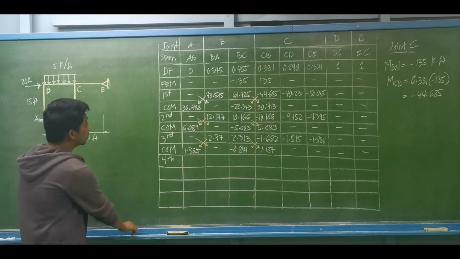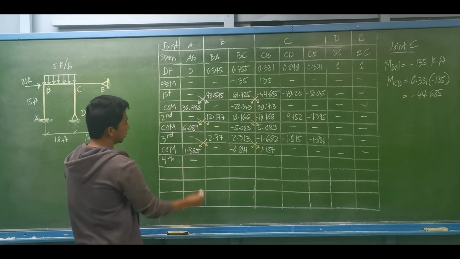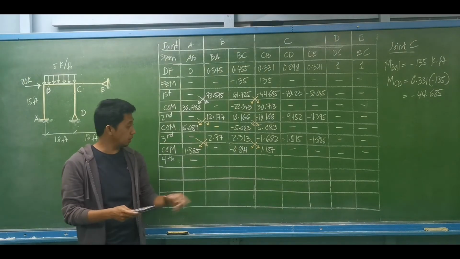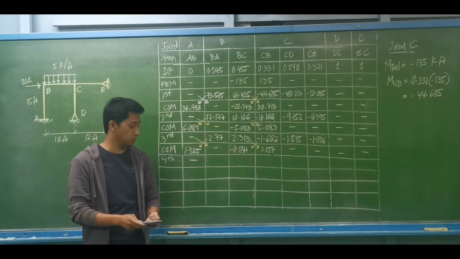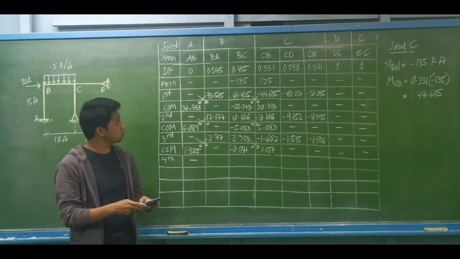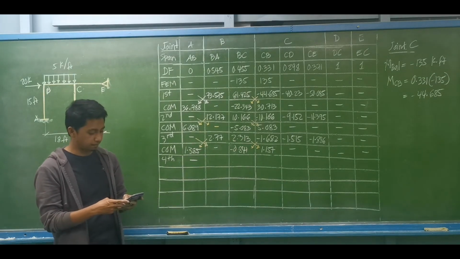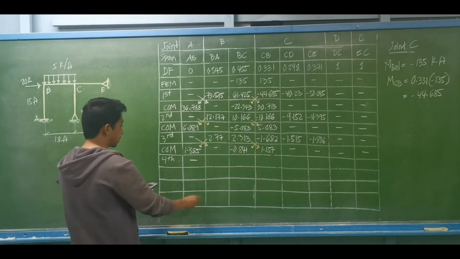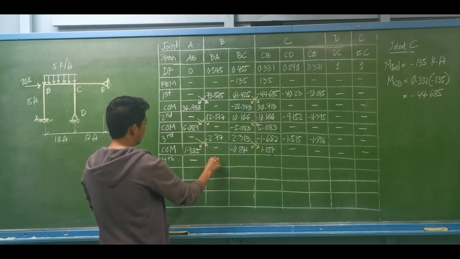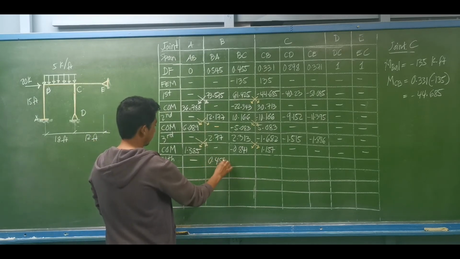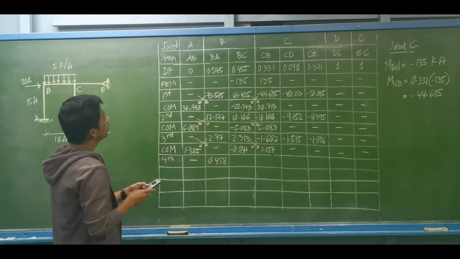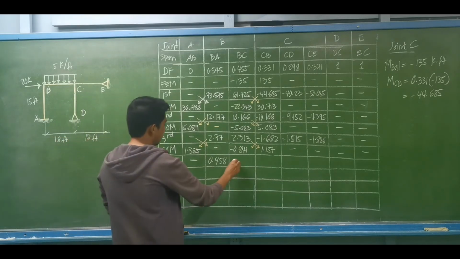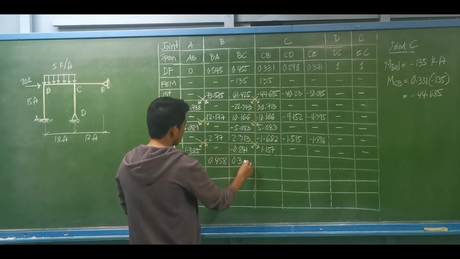For the fourth distribution, we have 0 times this value is 0. The remaining moment for joint B is negative 0.841. So we use the positive sign to balance. 0.841 times 0.545 is equal to 0.458 for this one. Then multiplied by 0.455, you have 0.383.